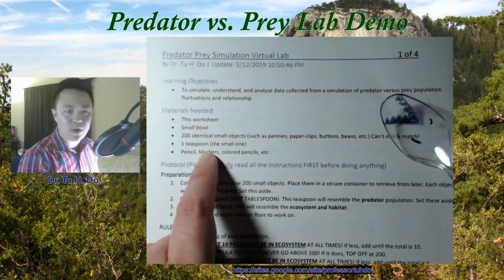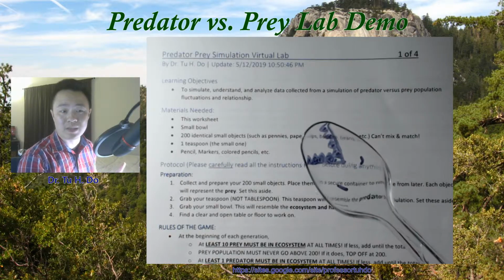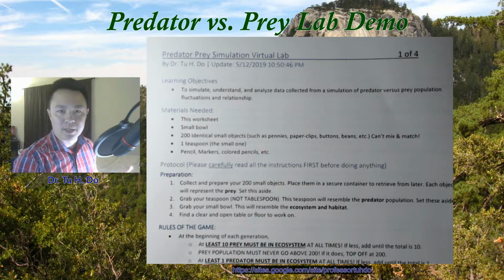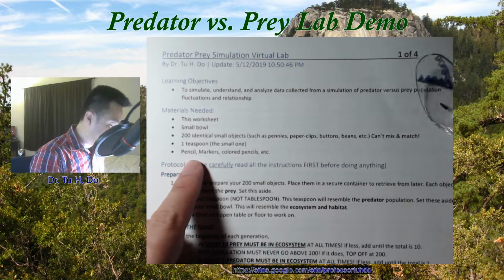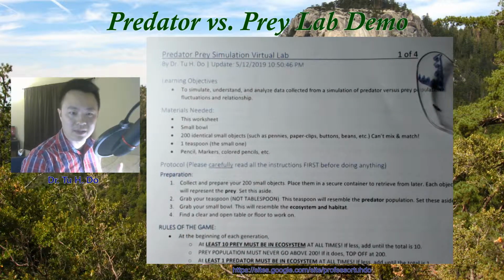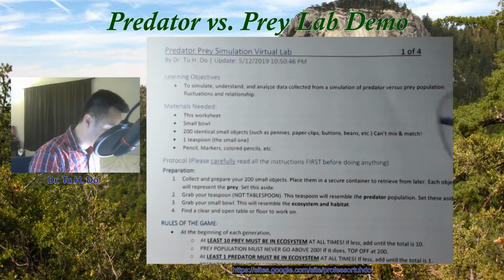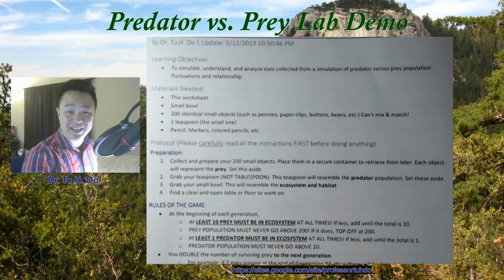Some other labs want you to use 50 or 100 or something like that. Each of those spoons represents 1 predator, but obviously in this lab we're smarter than that, so I'll show you how to work with that later. And of course you're going to need some writing utensils, colored pencils, and stuff to do the rest of the lab. Okay, so again, get your 200 small objects and put them in a secure container.